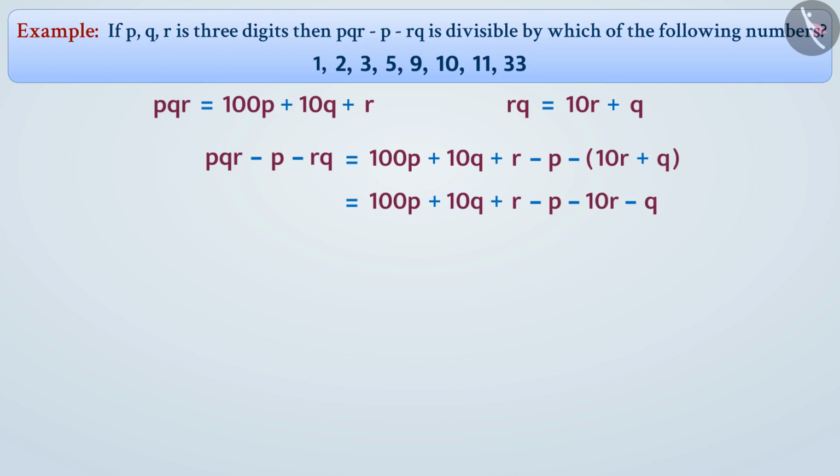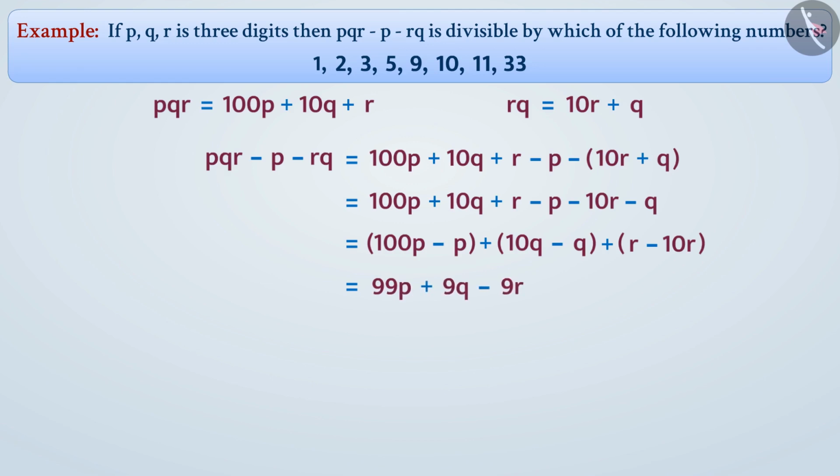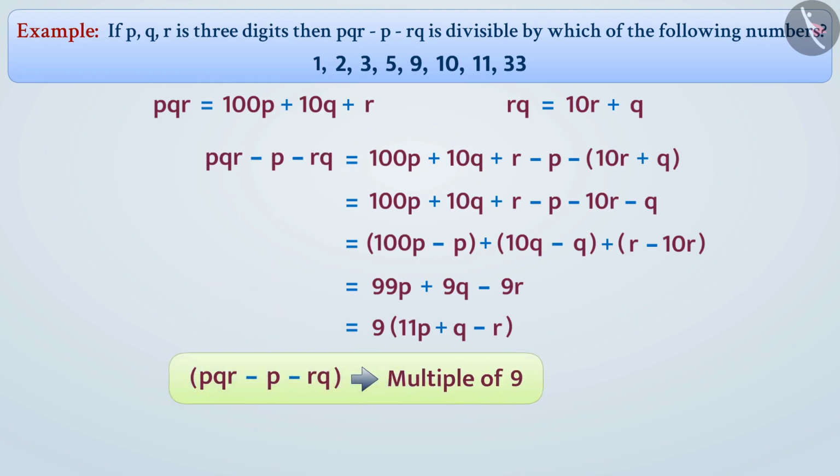We can write this as 100P minus P plus 10Q minus Q plus R minus 10R. On solving this, we will get 99P plus 9Q minus 9R. That is 9 into bracket 11P plus Q minus R. The number given in this way is a multiple of 9. This means that it is divisible by 9.